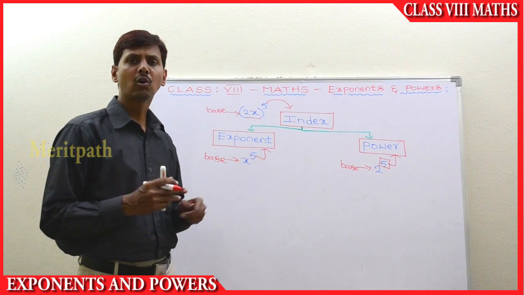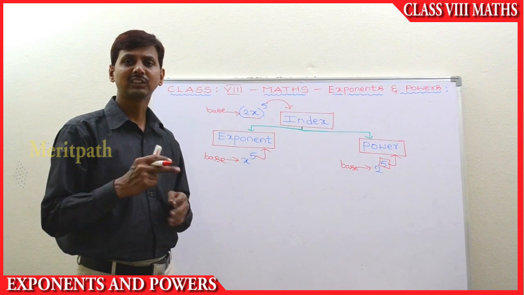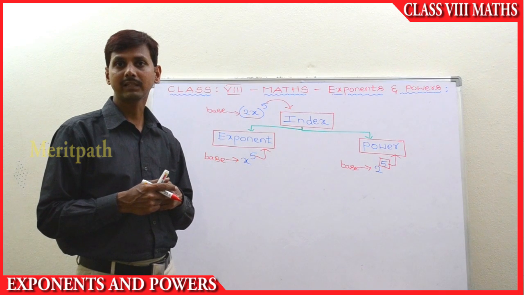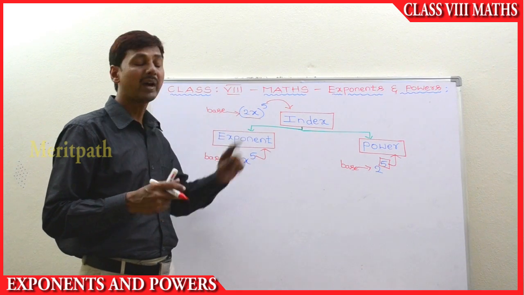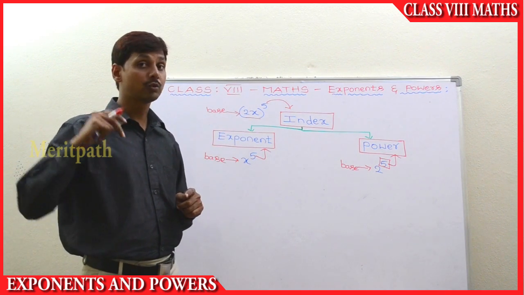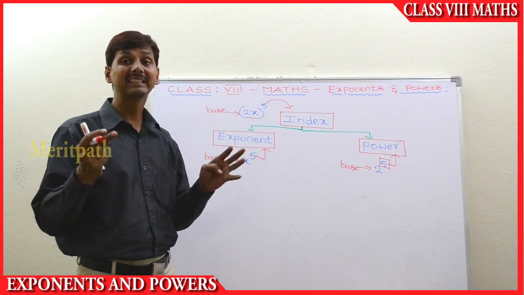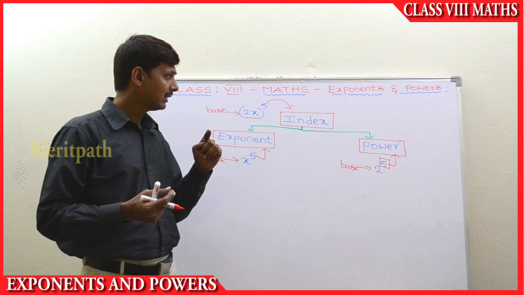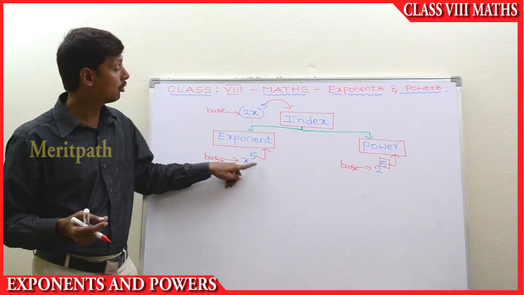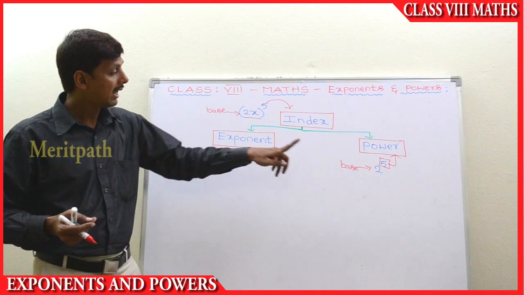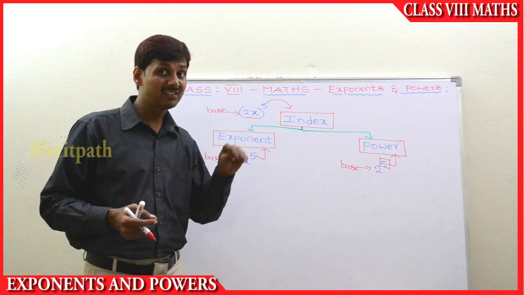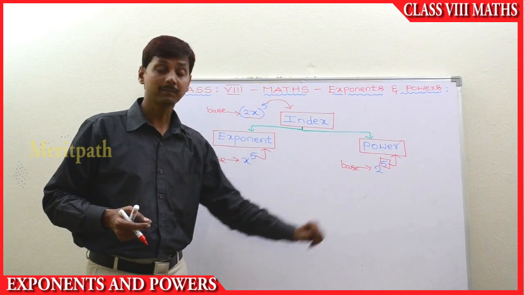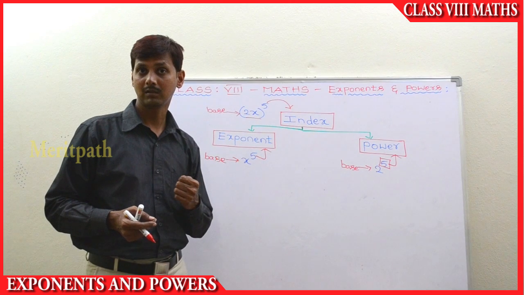Index is the combination of a variable and a constant, that means 2x to the power of 5. The 5 is called the index. When only a variable is raised, we call it the exponent, and when a constant is raised, like 2 to the power of 5, the 5 is called the power.